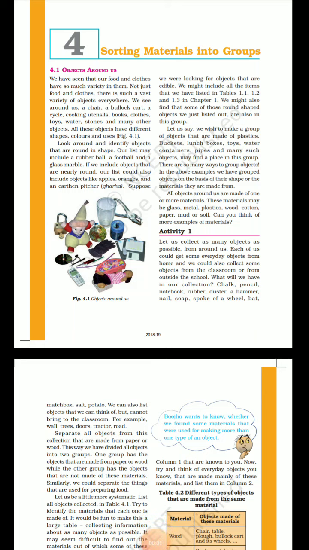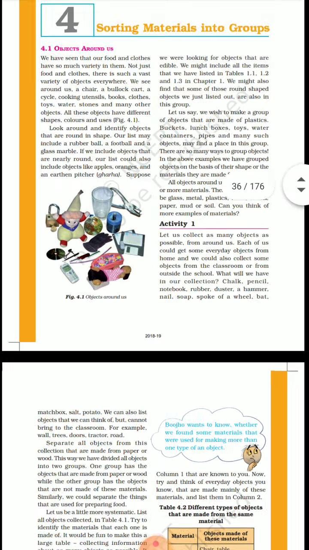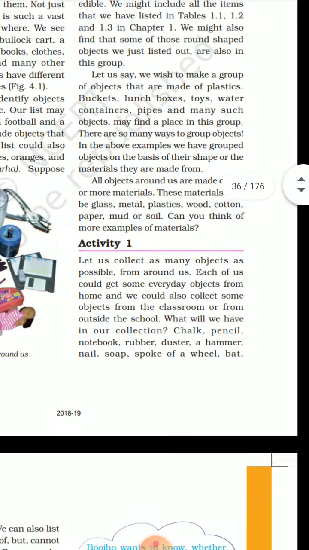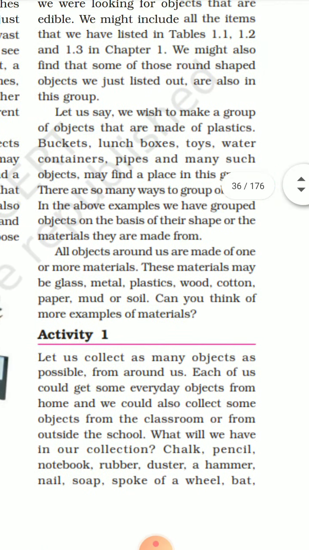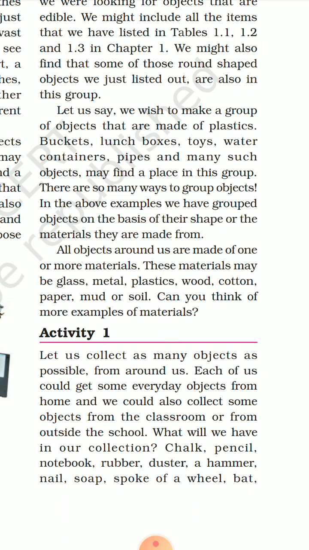So in our previous video we understood about the kinds or types of material out of which the objects around ourselves are formed. Now we have understood that all objects around us are made of one or more materials. You can see on the screen, all objects around us are made of one or more kinds of materials.